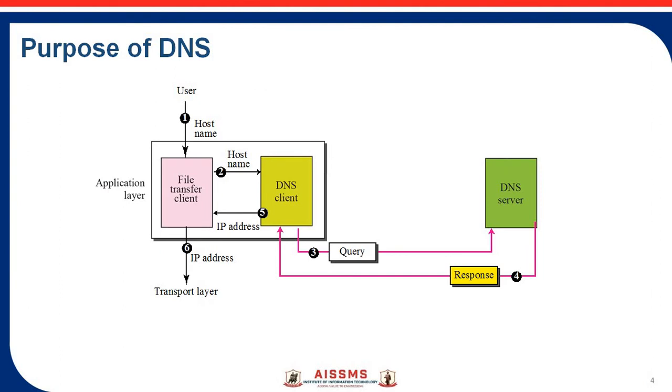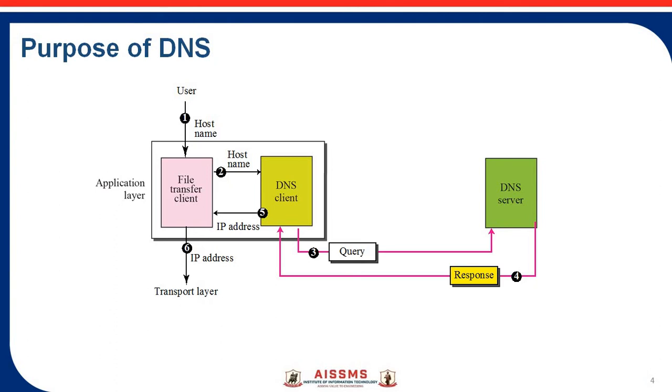Now we'll see the purpose of domain name system. Figure shows how TCP/IP uses DNS client and DNS server to map a name to an address and reverse mapping in similar way. A user wants to use a file transfer client to access corresponding file transfer server running on remote host. The user knows only the file transfer server name such as forozon.com. The TCP/IP suite needs the IP address of file transfer server to make the connection. The following six steps maps the host name to an IP address.